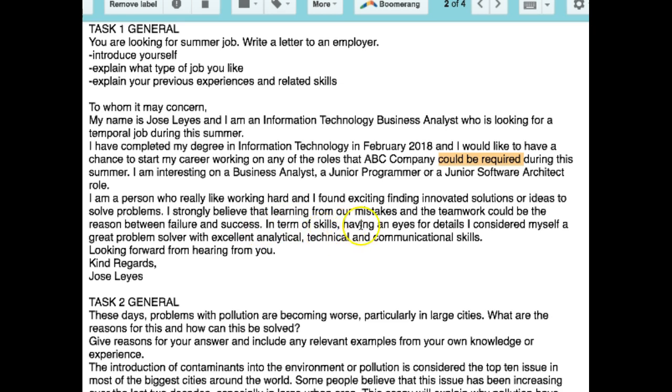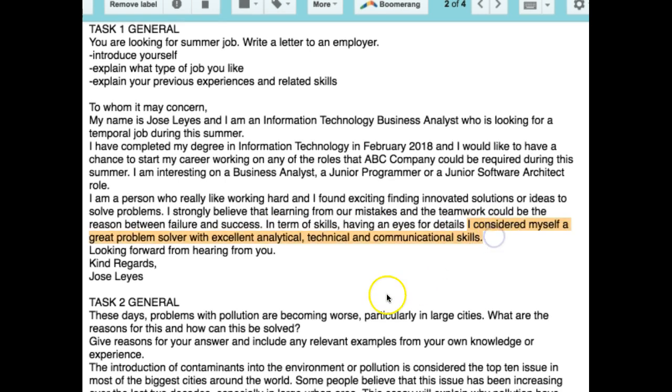In terms of skills, here we'd just go for something a little bit more formal. This sounds like spoken English, okay? And we can use certain phrases, like regarding skill sets, I have a keen eye for detail. I still do, it's the present, not the past. I consider myself a great problem solver with excellent analytical, technical, and communication skills. That last bit was fine, apart from the tense.